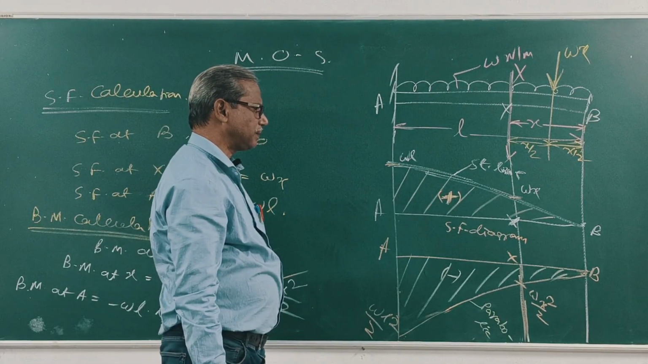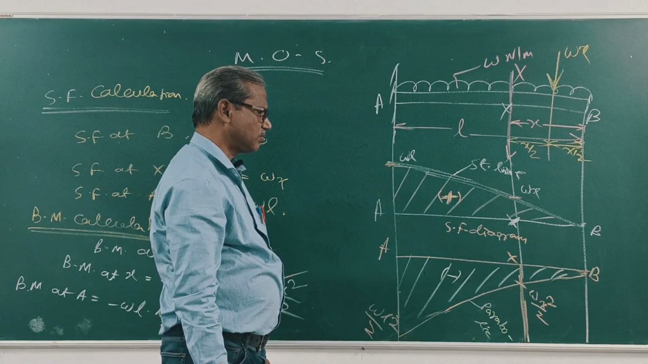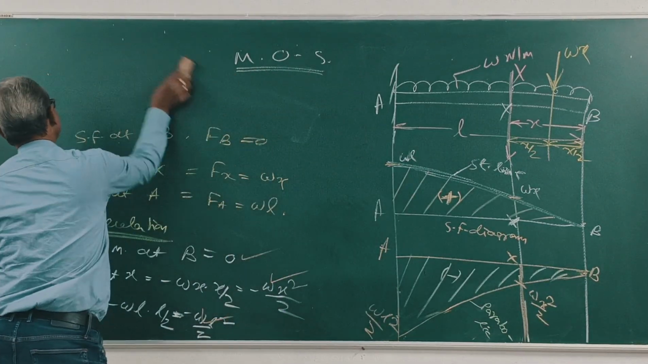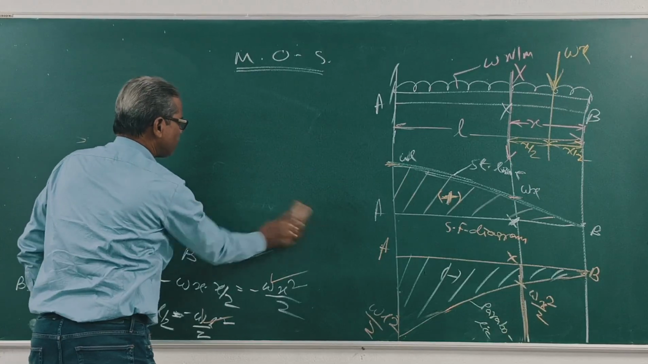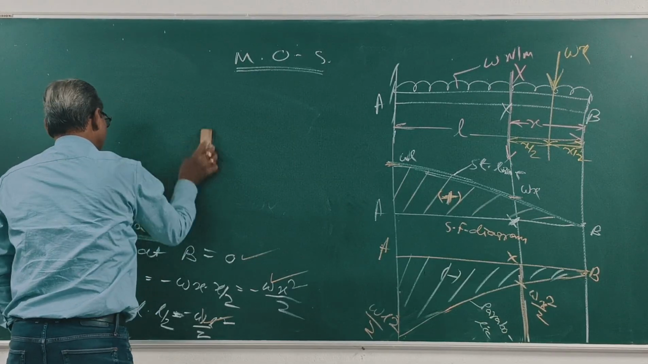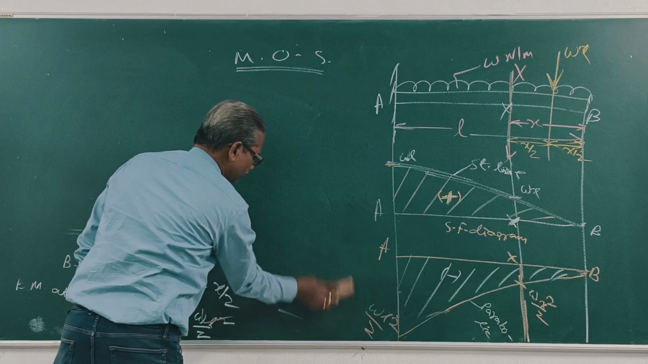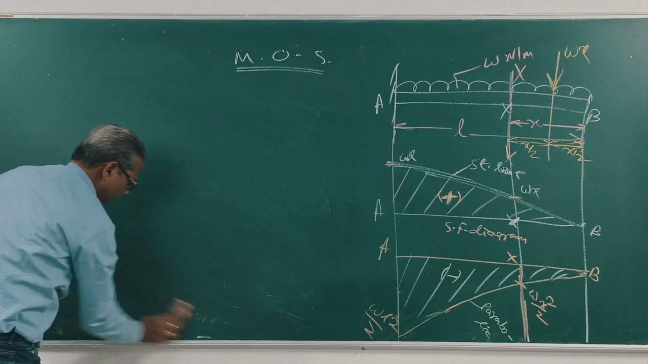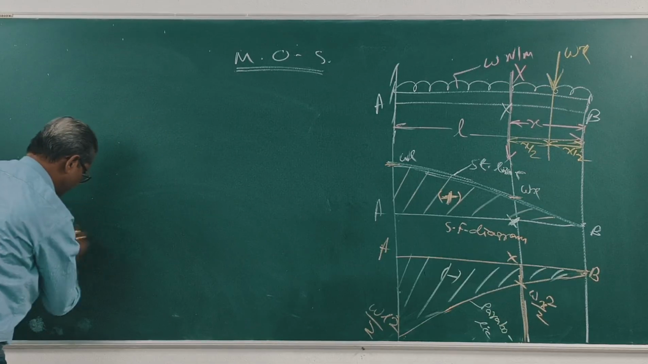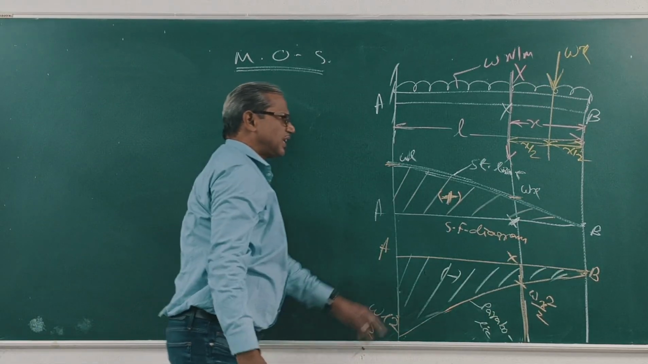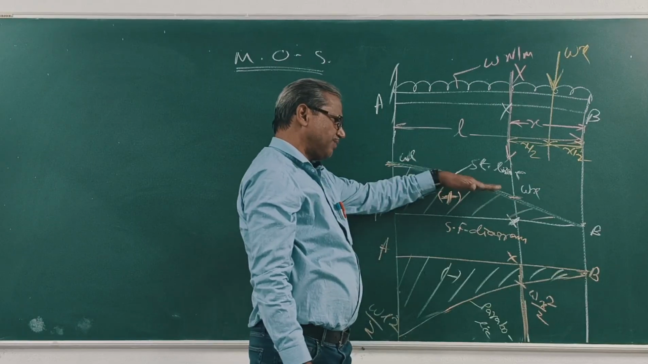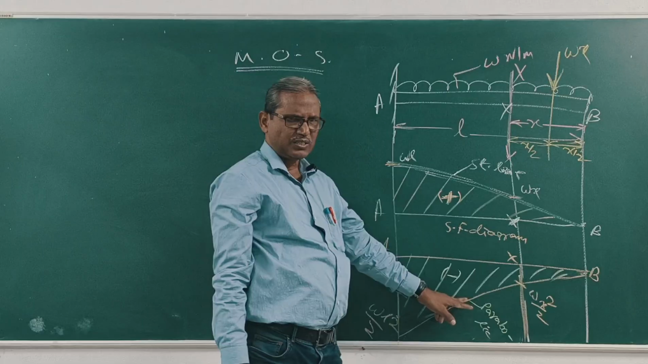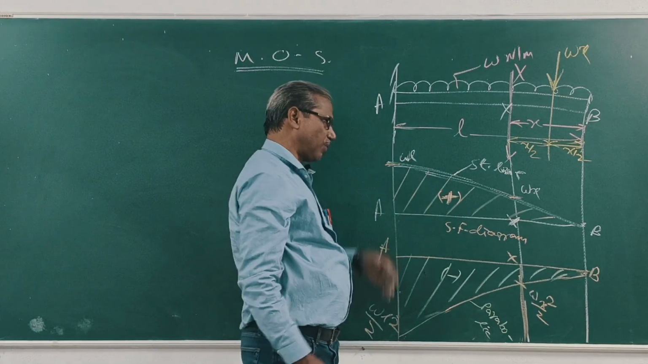Similarly, this shear force is first degree of x, so it is a straight line. This is second degree of x, so it is parabolic. Clear? I will do some problems.